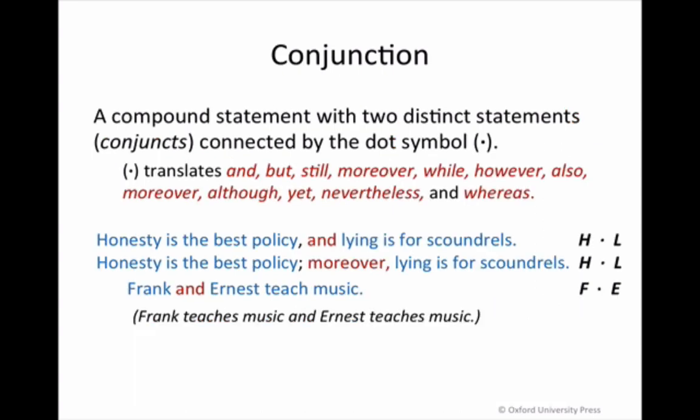Conjunction we've already seen by way of the word and. Conjunction says effectively both sentences on each side of the dot are true. So take a look at in red how many ways we have to conjoin. And, but, still, moreover, while, however, also, moreover, although, yet, nevertheless, and whereas.